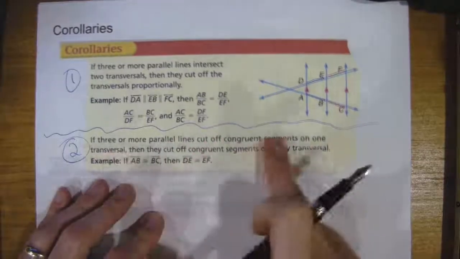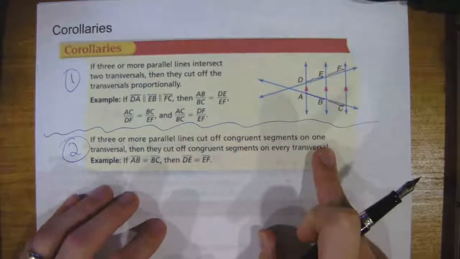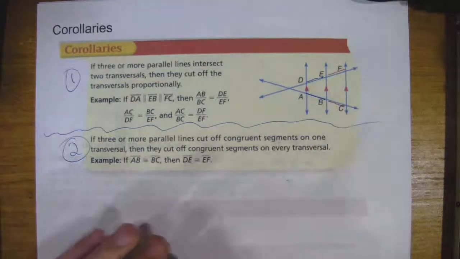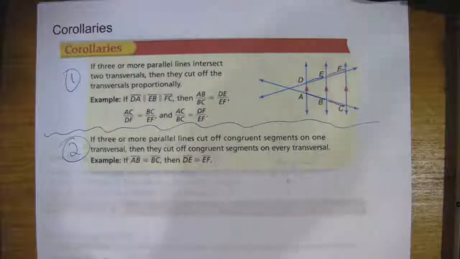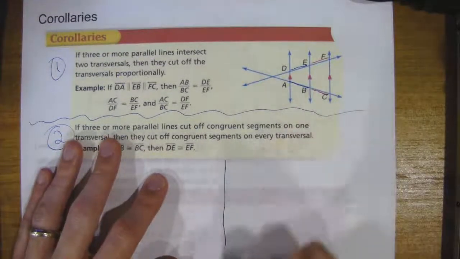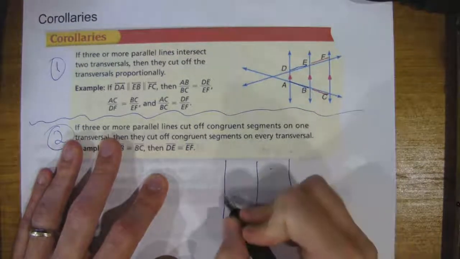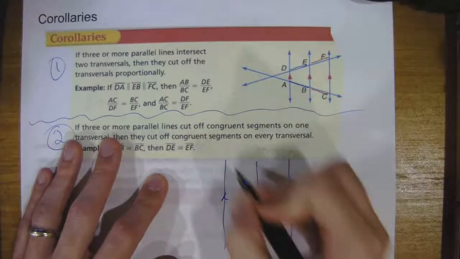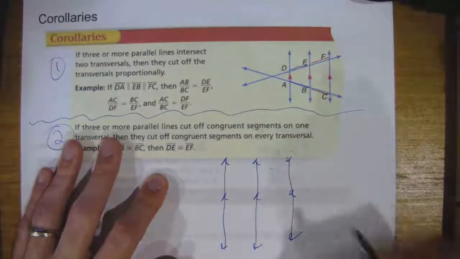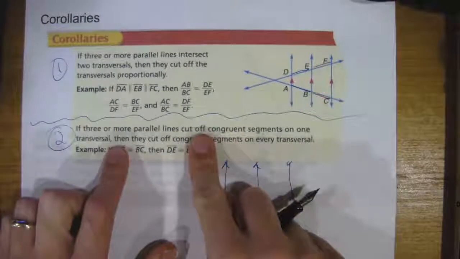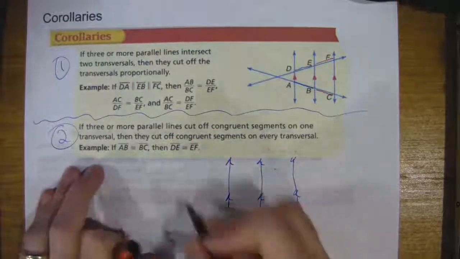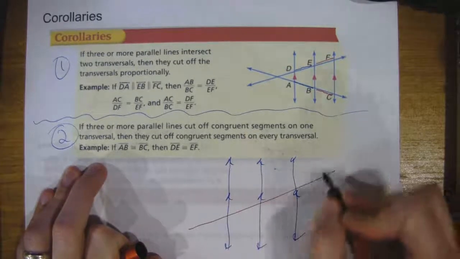If 3 or more parallel lines cut off congruent segments on one transversal, then they cut off congruent segments on every transversal. So let's talk about that. So if we've got our 3 parallel lines, so I'm going to redraw this situation. So 1, 2, 3, and they're all parallel. And it says, look, if they cut off congruent segments on one transversal, so let's get a transversal drawn. We'll draw it right here.